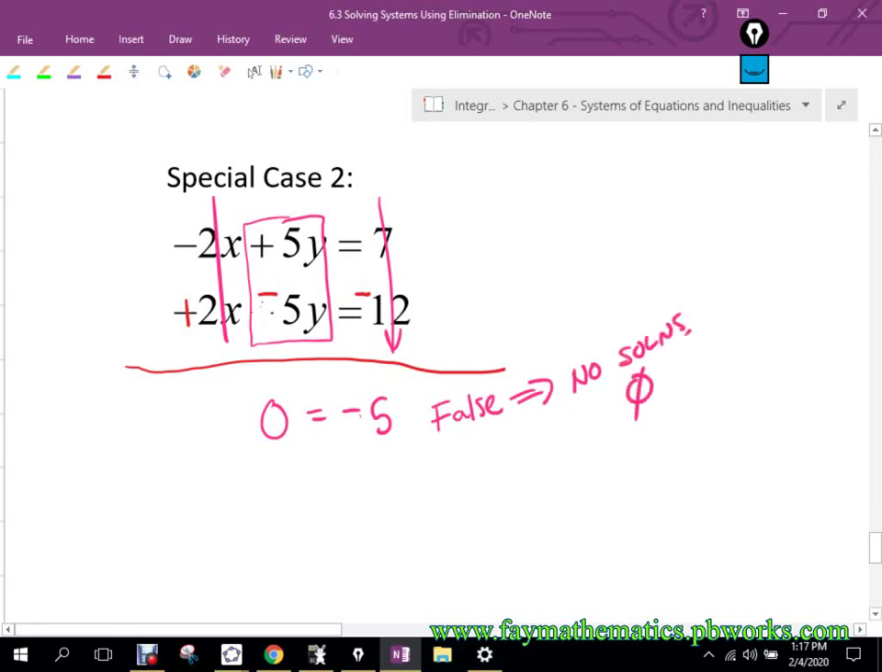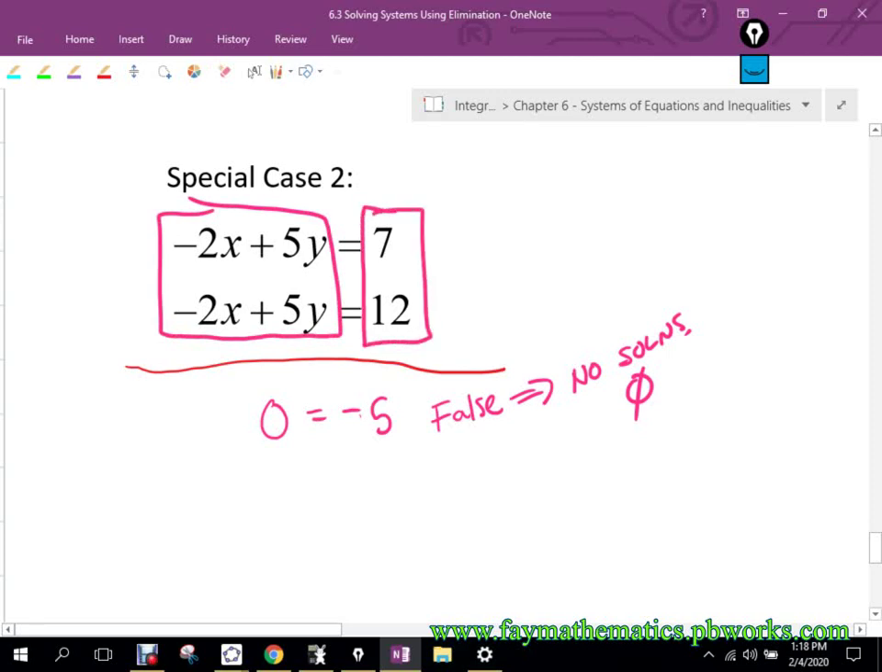Now, no solutions means the lines do not cross, right? So the lines would be parallel here. If we put those in y equals mx plus b form, the slopes would be identical. What do you recognize right now about those two things? They're exactly the same, and those two things are different. So when the left-hand side is exactly the same and the right-hand side is different, you're going to end up with something like 0 equals some other number other than 0, and that's always going to be a no solution.